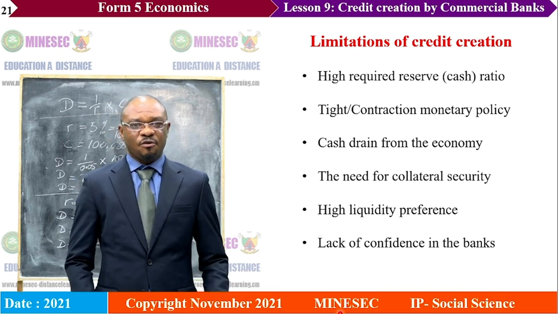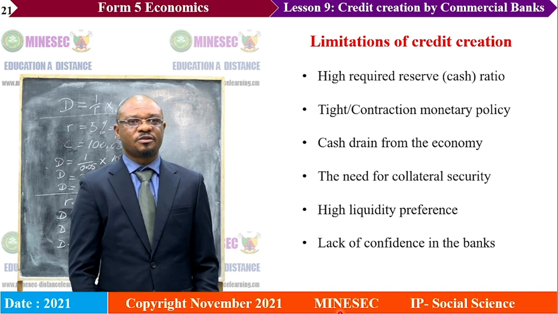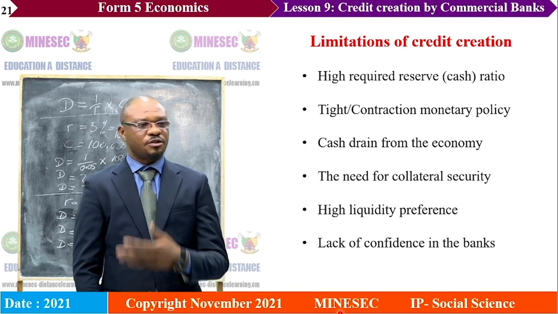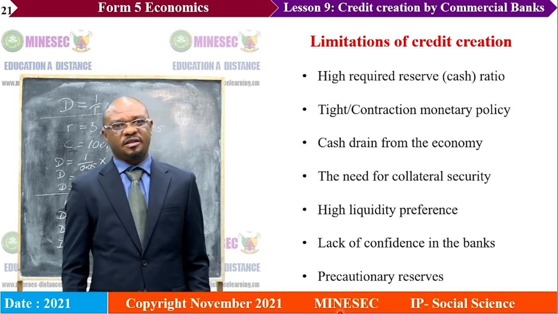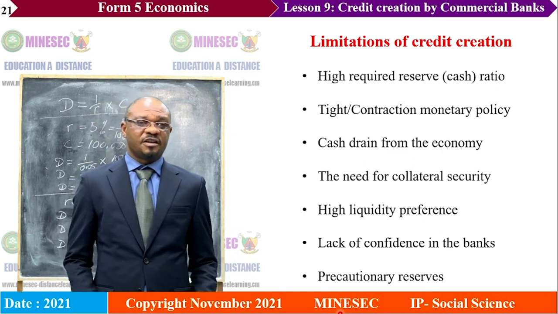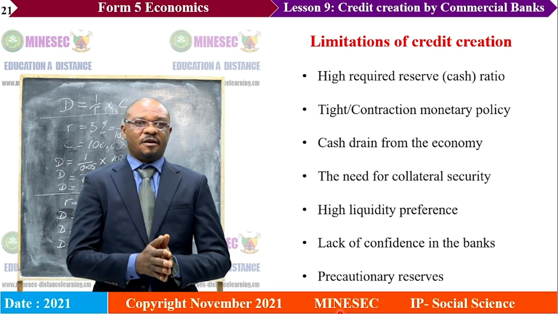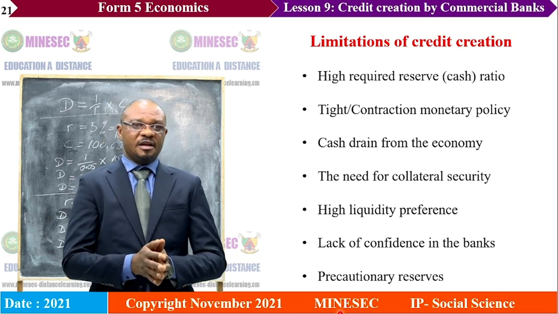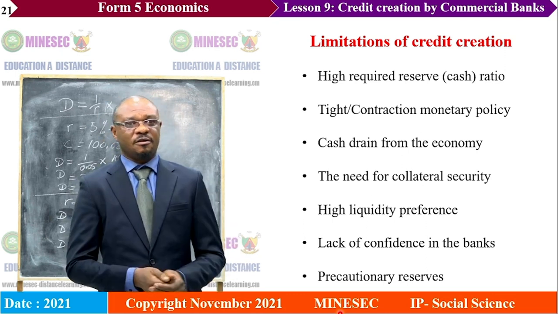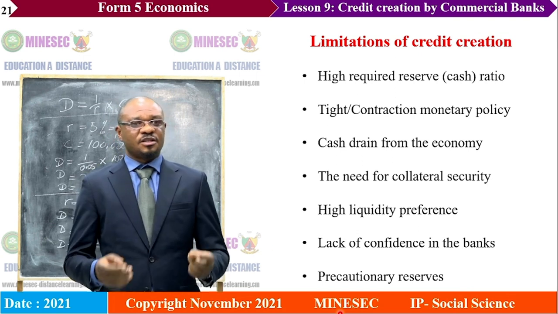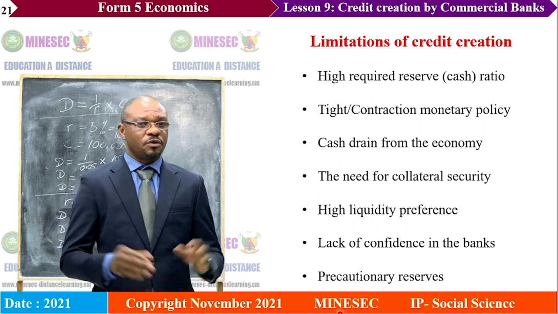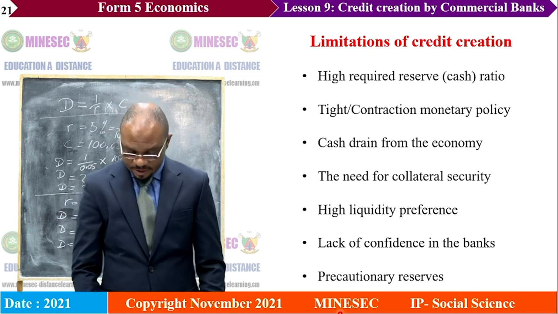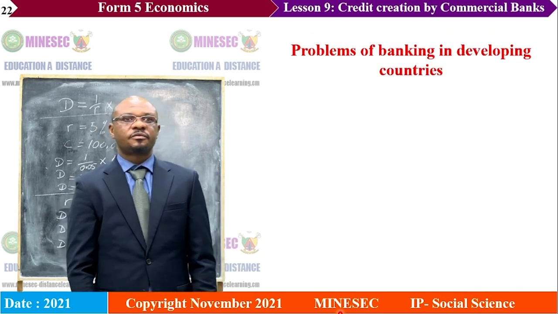And we also have lack of confidence in the commercial banks. So when people don't have confidence in the commercial banks, they will simply not keep their money in the bank. And so banks don't have enough liquidity. And finally, we have precautionary reserve, because sometimes banks may not be too sure of how much money customers will be coming to withdraw from their accounts. As a consequence, they may want to keep a certain amount above the normal cash ratio just for precaution. And this limits credit creation.